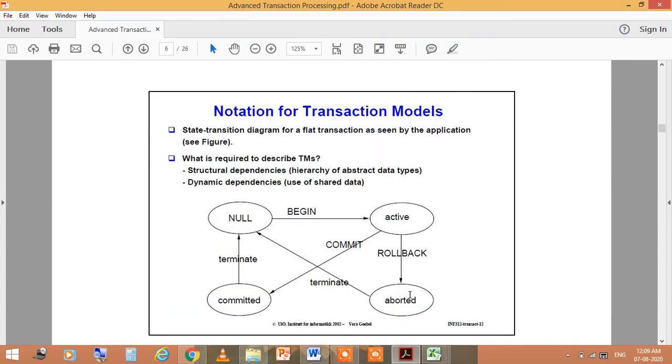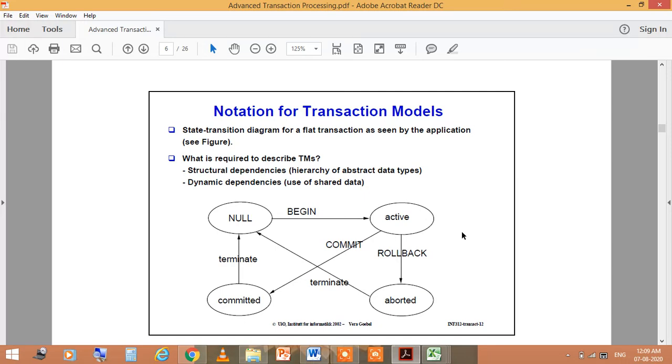Then these are the notations of transaction models. You see in this diagram a state transition diagram for a flat transaction as seen by the application. In this figure, what is required to describe TM, meaning transaction models? There are structural dependencies, the hierarchy of abstract data types. Another is the dynamic dependencies, the use of shared data.